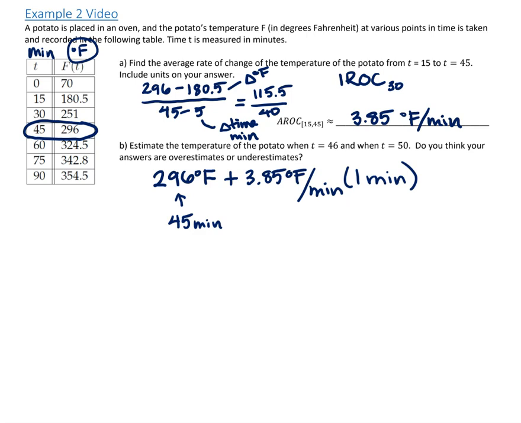And notice, you don't have to write the units out every time, but I did it here so you could see that what happens is you have the rate in degrees Fahrenheit per minute, and you multiply by the number of minutes, and what you're left with is 296 degrees Fahrenheit plus 3.85 degrees Fahrenheit, and those units make sense, so that's a great sign that we're on track. And if we add that 296 to that 3.85, we get 299.85 degrees Fahrenheit.